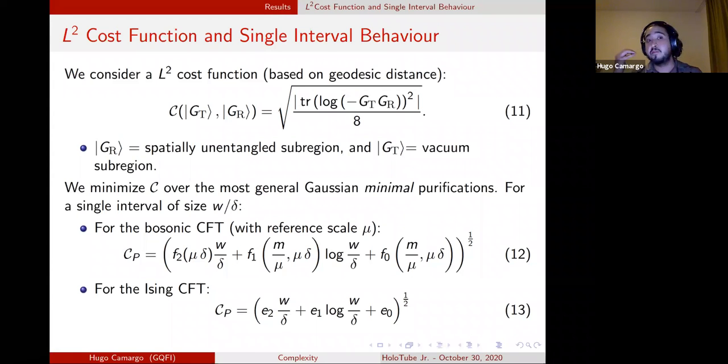We're going to be using an L2 cost function, which is based on the geodesic distance. In this case, the reference state is going to be a spatially unentangled subregion, in the same spirit as the one that I showed before. And our target state will be the vacuum subregion. The idea is to minimize this cost function over the most general Gaussian purifications.